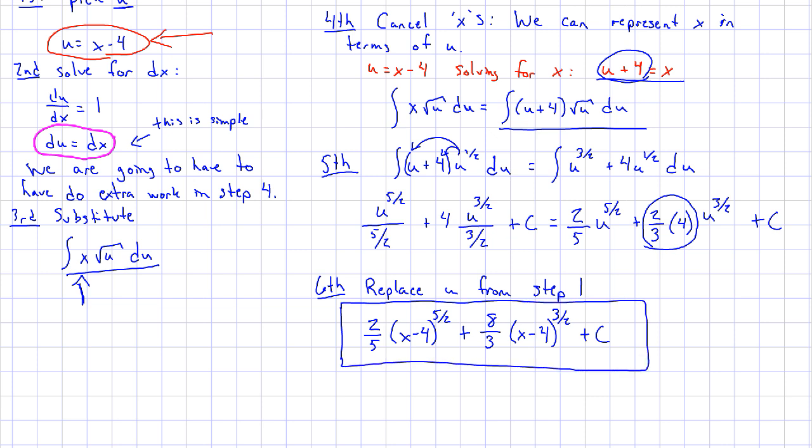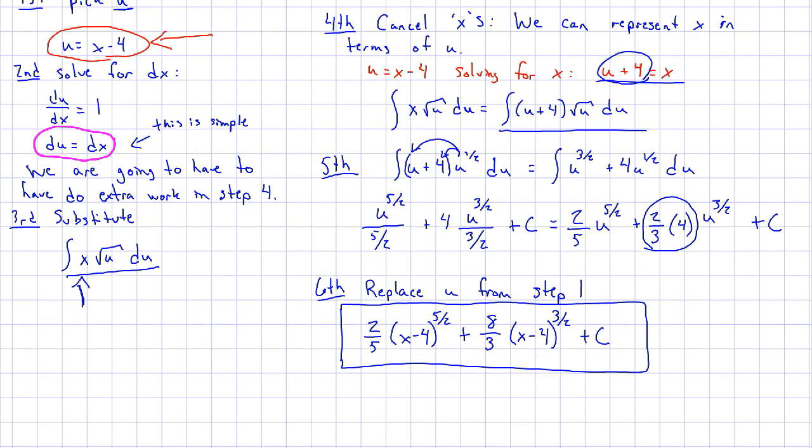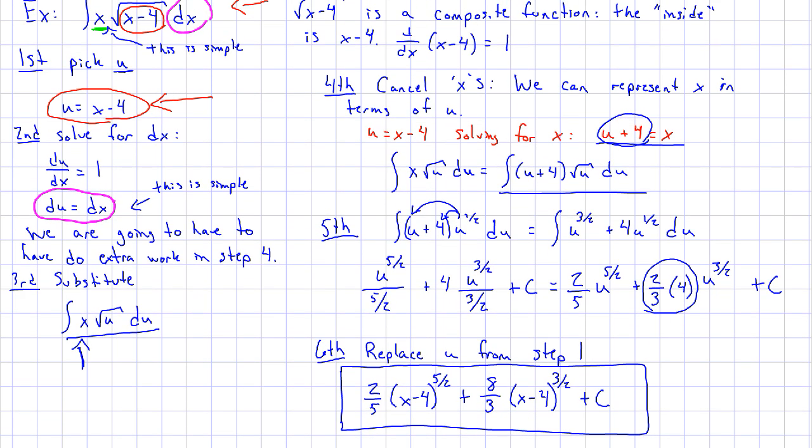And the key, I think, is that you'll know that you need to do this extra work in step 4 when step 2 gets you dx equals some constant times du, and then in step 3, you don't get all of your x's to cancel. So this is generally when you're going to have to do this extra work in step 4.